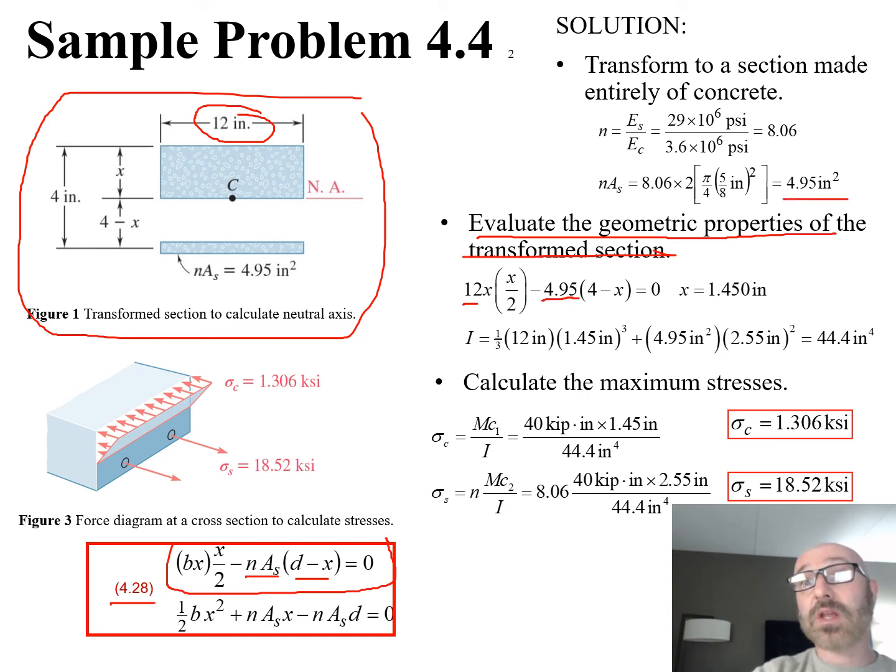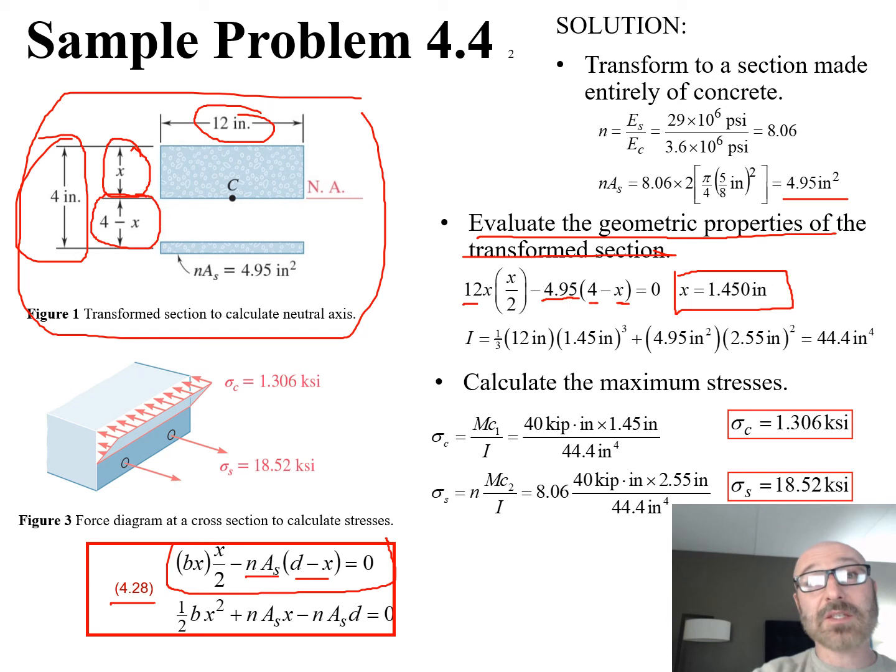This is 4.95 inches squared. This is now times our d minus x. Our d value, well, that's just right here. That's our 4 inches right there. Now we have one equation, one unknown. We need to solve for our x value. We can do that, and x is equal to 1.45 inches. So now we know this value for our x right here. In turn, we also know what this 4 minus x is now that we have a value for x.